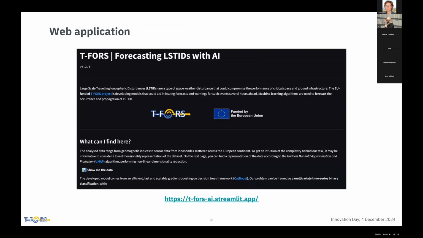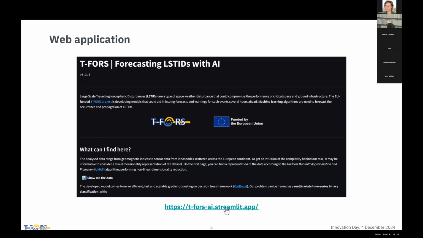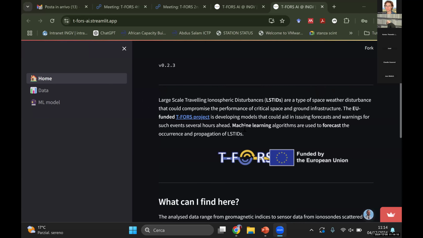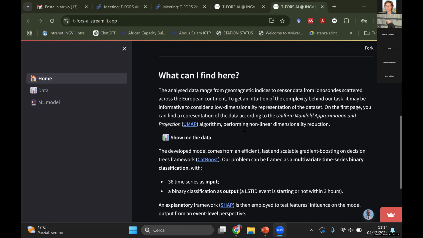Of course, it's a demonstrator. It's not an operational tool. It's a demonstrator we developed in order to demonstrate the capabilities of our web interface. Okay, here we go. This is the home page of the web app, giving you some basic information about the model, about the project, about the data we are using for the model.